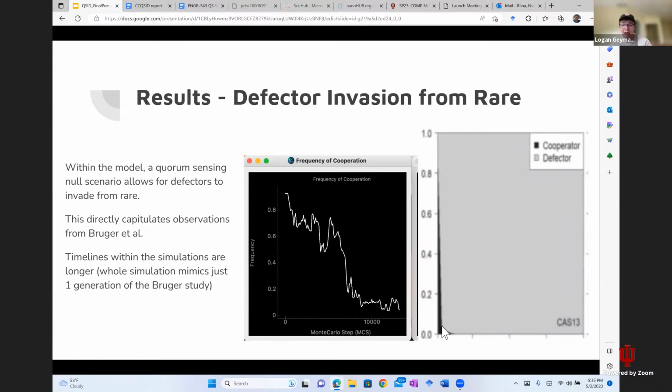Just a reminder, the black is the cooperator, the gray is the fraction of defector cells. This looks a lot tinier because he was doing 2,000, we did 10 just for timeline purposes. But you can see down in the bottom left-hand corner, that's when the population of cooperator cells drops to around 10%, just below 10. And that's what we were able to successfully mimic.